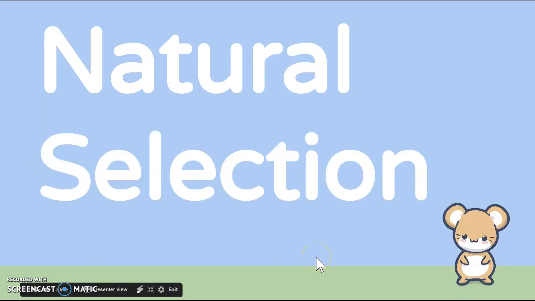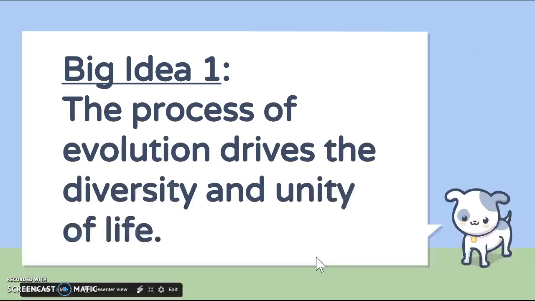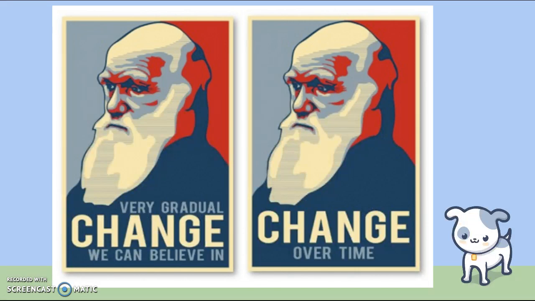Hey guys, so today we're talking about natural selection. So let's get to it. Now, this is going to start us off talking about evolution, which is our big idea one for AP Biology. Now, this is a really important big idea. We've been doing the other big ideas so far this year. But big idea one is the process of evolution drives the diversity and unity of life. So we'll be talking about that quite a bit.